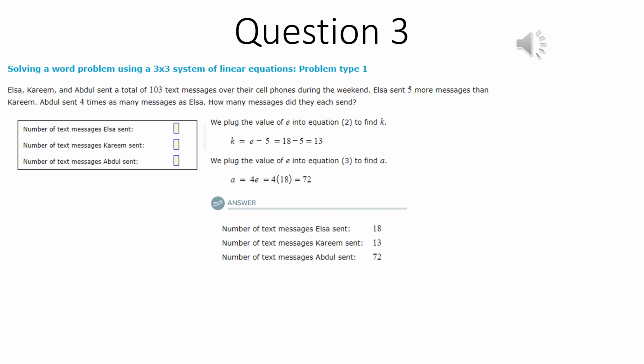The rest is pretty easy. When you have the value of E, que es Elsa, you plug it into equations 2 and 3, and you get the Karen and Abdul values. And this is the final answer. O sea, Elsa sent 18 messages. Karen sent 13 messages. And Abdul sent 72 messages. Wow, too much.